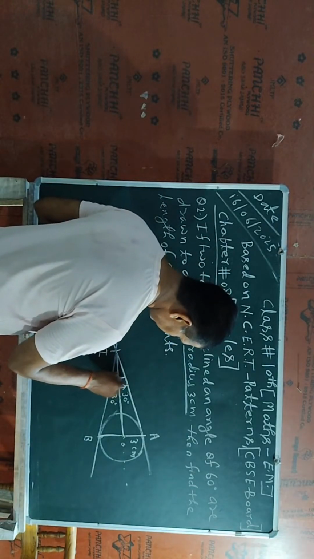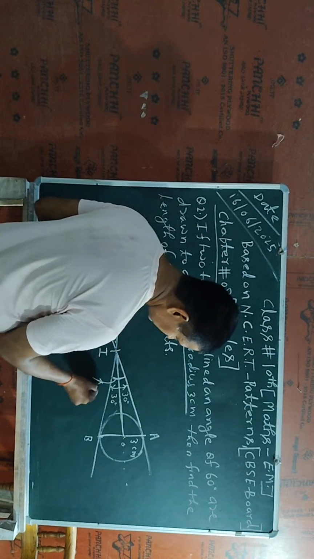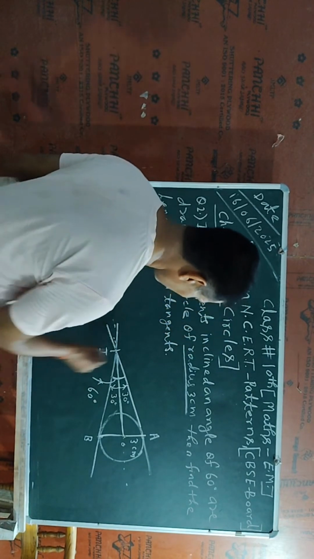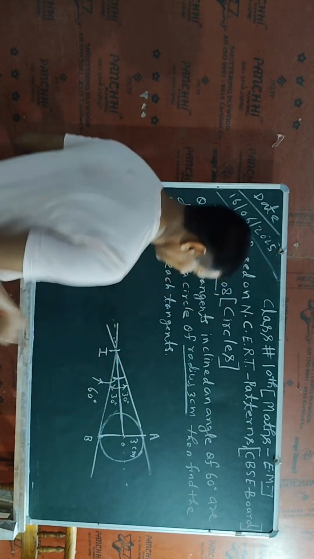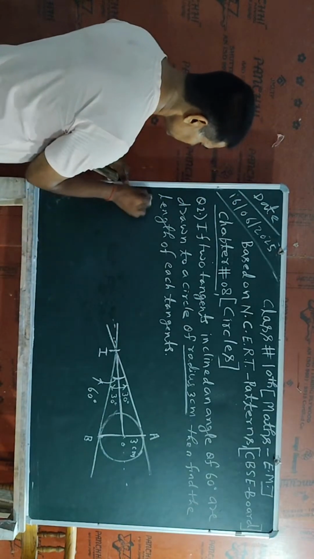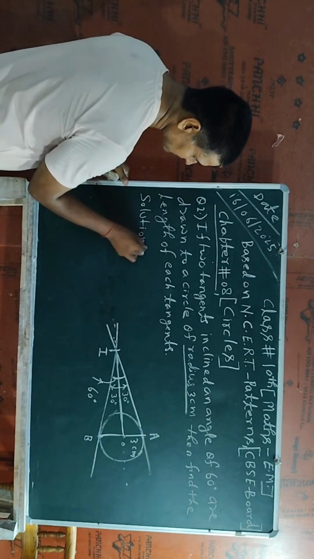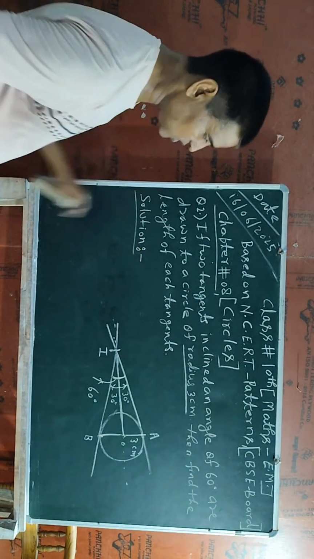So the angle between these two tangents is given here as 60 degrees. Now we have to find the length of AI and also AB, BI. So here I will write the solution, because the solution is important. We have to write here, because the solution of the question starts from here.